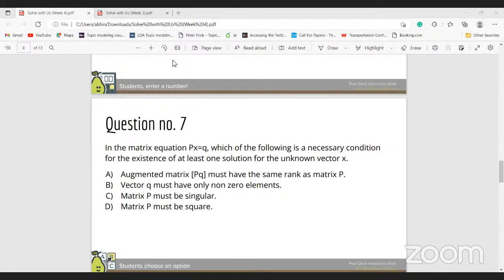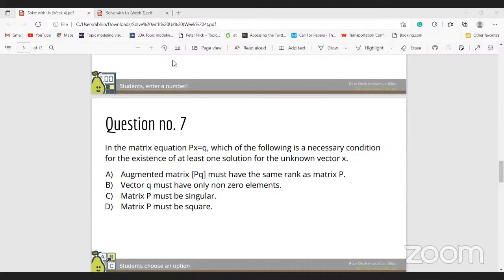Can you explain why A? If you have PQ, and the rank of P and the rank of the augmented matrix PQ are not the same, there are two possible cases. Let's take an example. Let's take P as 1, 2, 3, 4 and Q as 1, 1. I have just taken random numbers, so don't go by the exact calculation. The augmented matrix PQ will be 1, 2, 1, 3, 4, 1.